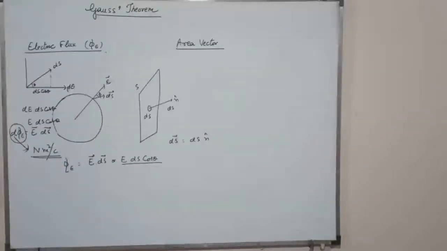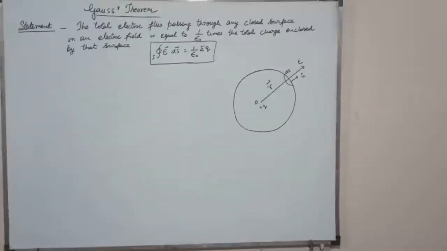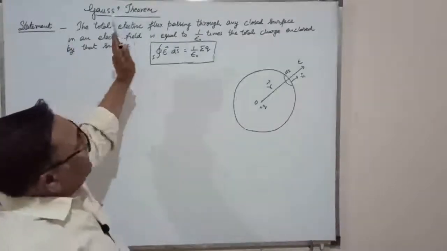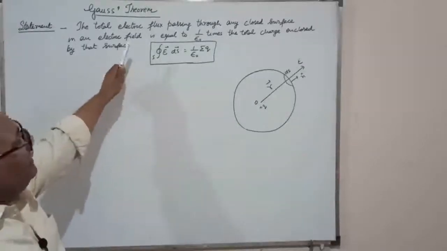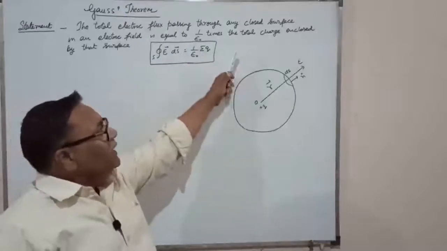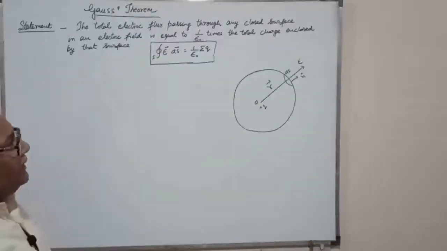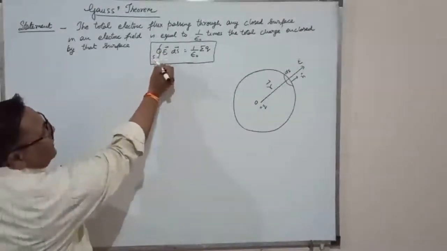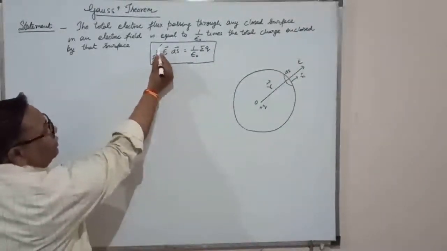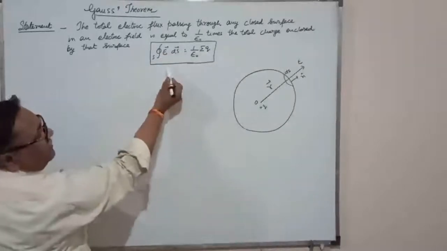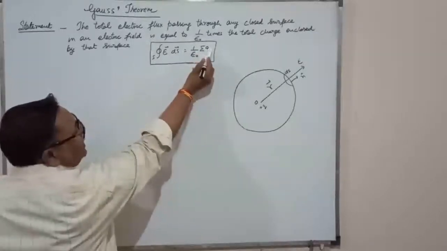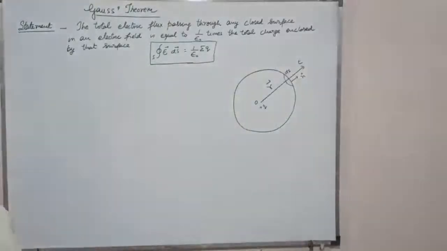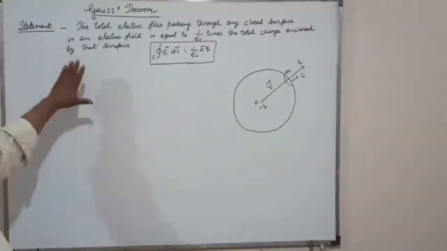Now we start the Gauss theorem. Now the Gauss theorem statement: the total electric flux passing through any closed surface in an electric field is equal to 1 upon epsilon 0 times the total charge enclosed by that surface. This closed circle represents the closed surface, and it is equal to 1 upon epsilon 0 times the total charge, sigma q, enclosed by that surface. This is the statement of Gauss theorem.